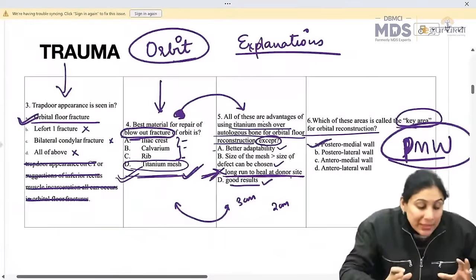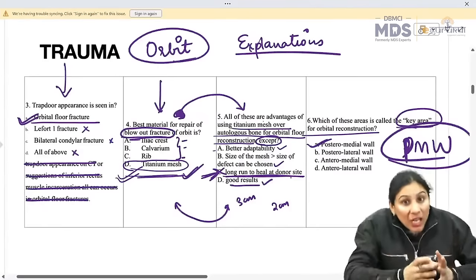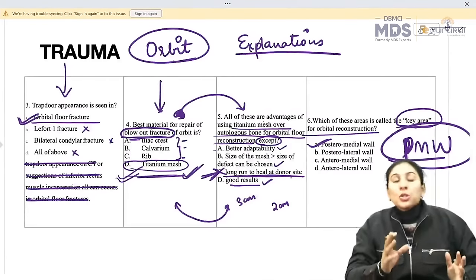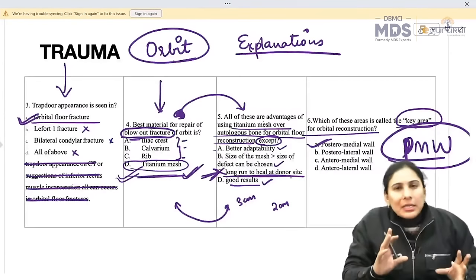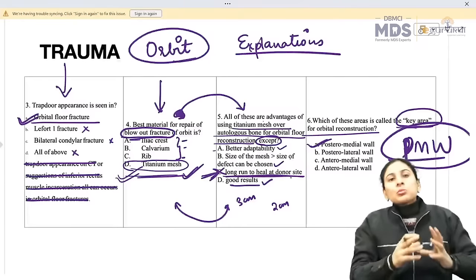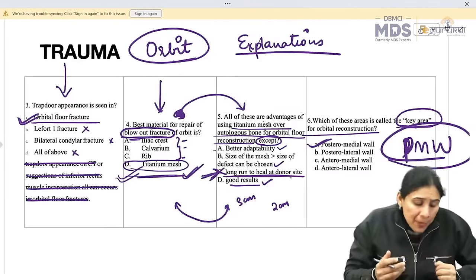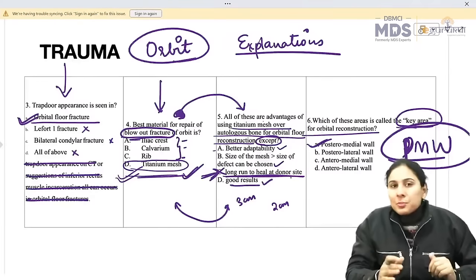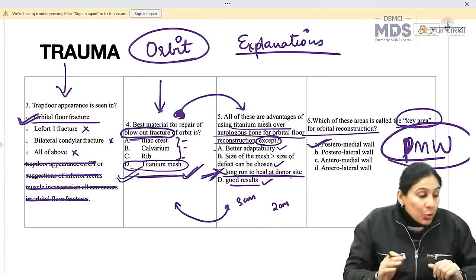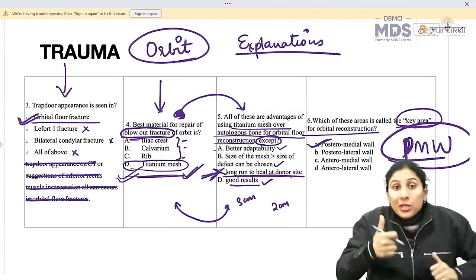Four questions that can come from orbit. These are PYQs. I have purposefully chosen orbit because it's relatively a little difficult. Usually you understand mandible nicely. You understand the Le Fort nicely. Orbit is a little less understood. So purposefully I have taken orbit. I hope it's a little more clear to all of you.